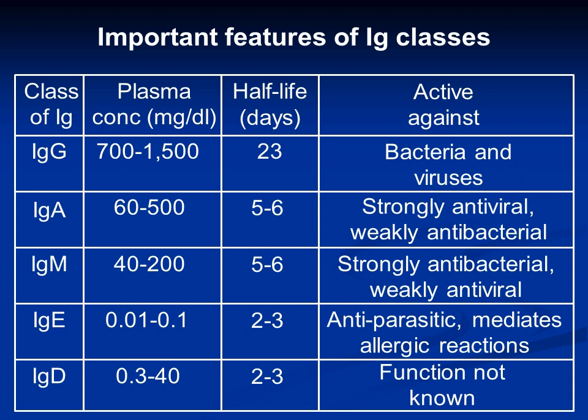The remaining two classes, IgE and IgD, are present in very minute concentrations in plasma, and therefore they are known as minor immunoglobulins. Their half-lives are 2 to 3 days each. IgE is mainly anti-parasitic, but it also mediates allergic reactions. The function of IgD is not known.